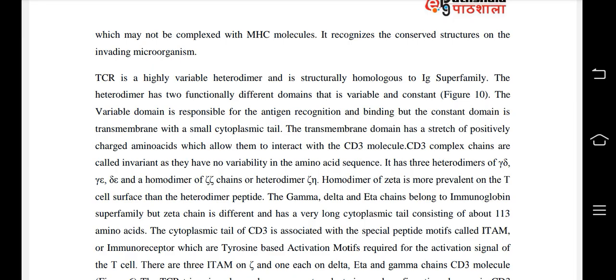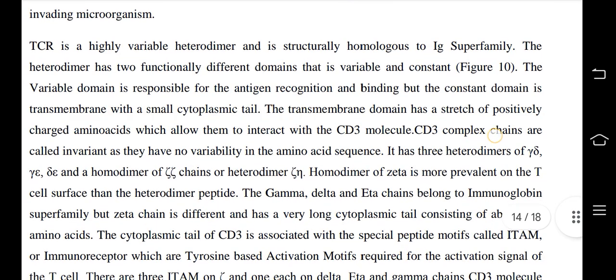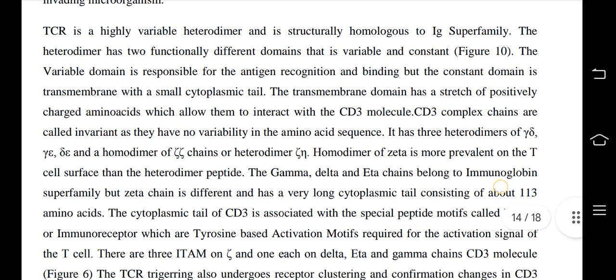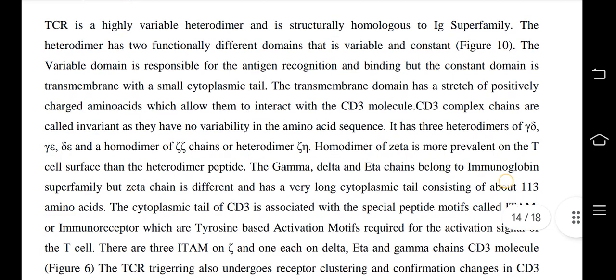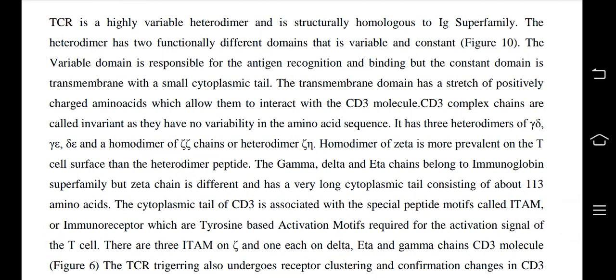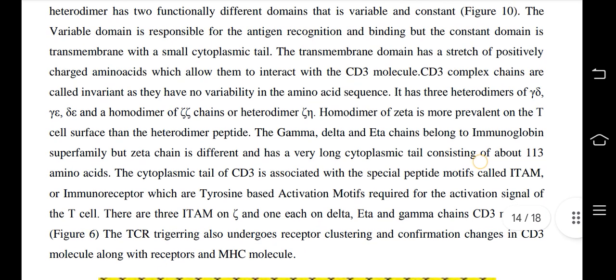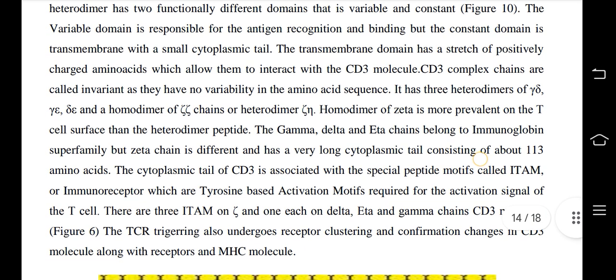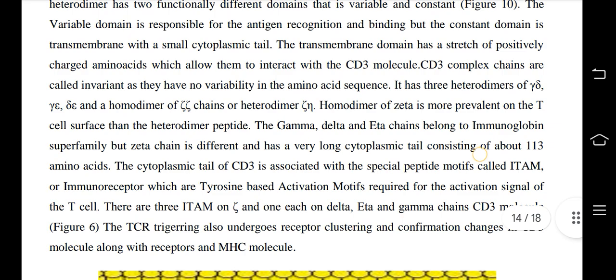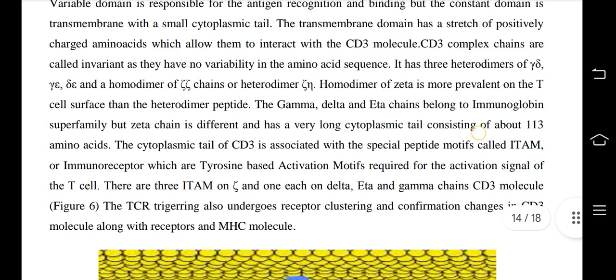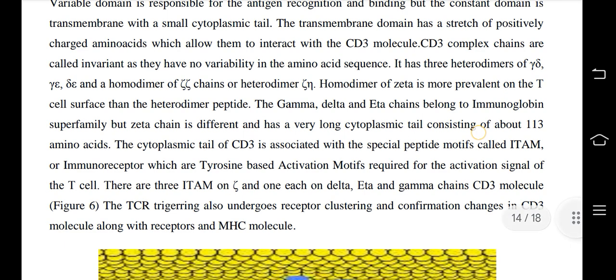TCR is a highly variable heterodimer and is structurally homologous to the Ig superfamily. The heterodimer has two functionally different domains, that is variable and constant. The variable domain is responsible for antigen recognition and binding, but the constant domain is transmembrane with a small cytoplasmic tail. The transmembrane domain has a stretch of positively charged amino acids which allow it to interact with the CD3 molecules. CD3 complex chains are called invariant as they have no variability in the amino acid sequence.